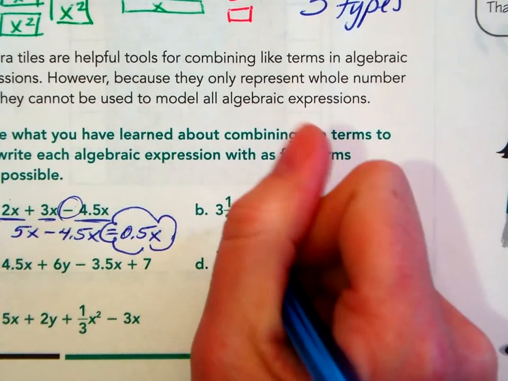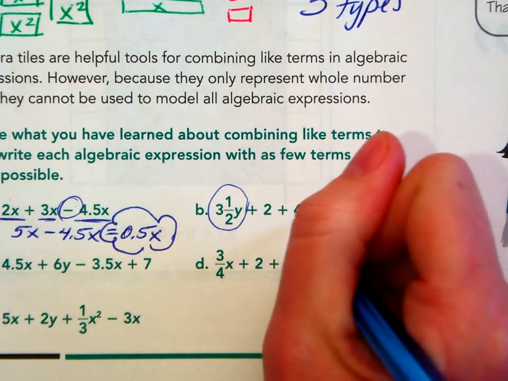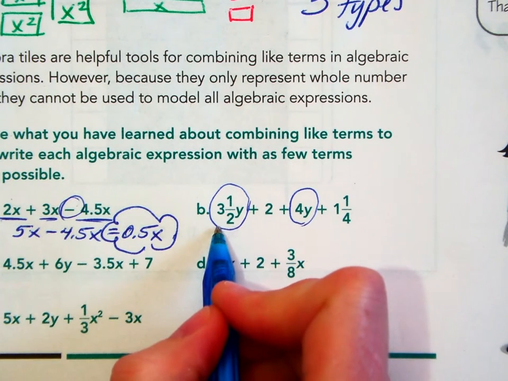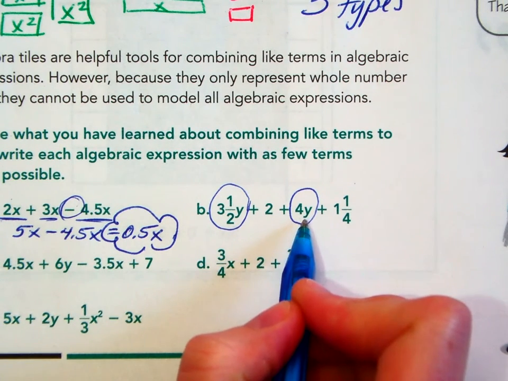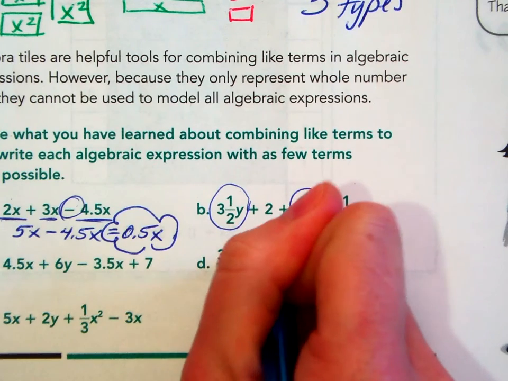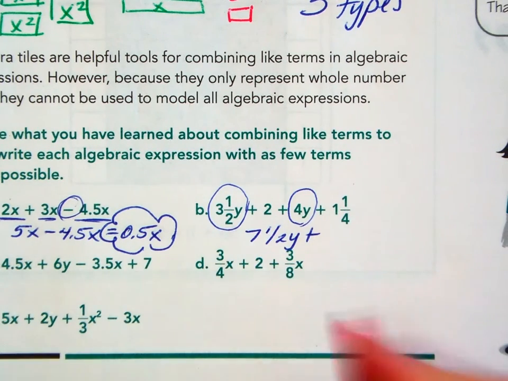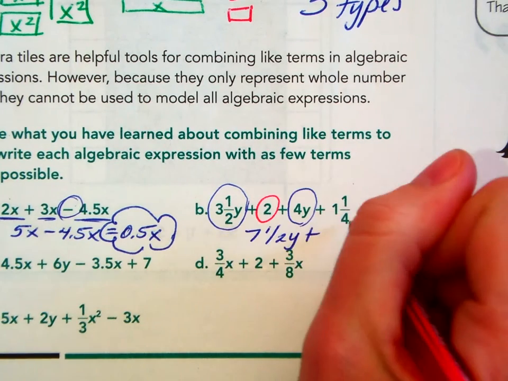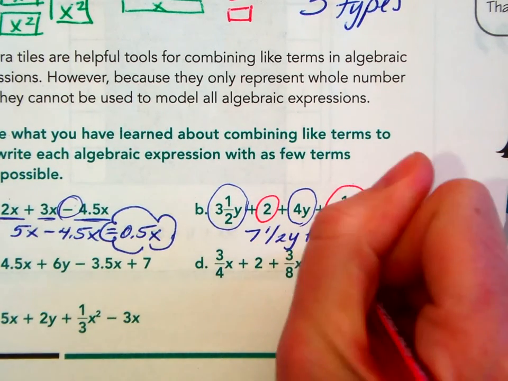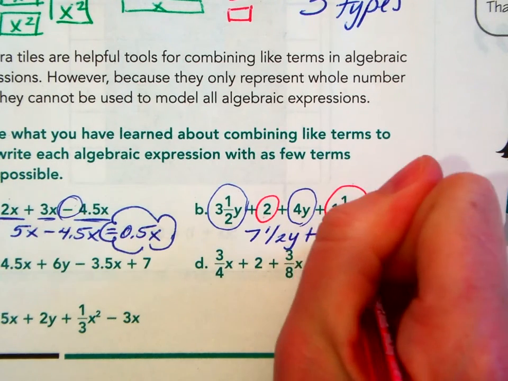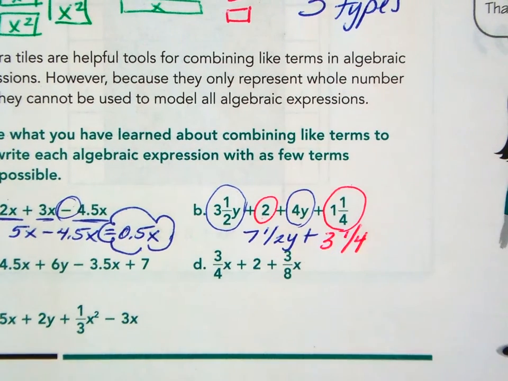B, combining things that are similar. This contains a y, and this contains a y. Y to the first power. Well, 3.5y plus 4.5y would make 7.5y. Plus, now I'm looking at some constants here. I've got 2 and 1 and 1 fourth. Plus, let's see, 2 and 1 is 3, and then the 1 fourth. 3 and 1 fourth. 7.5y plus 3 and 1 fourth.